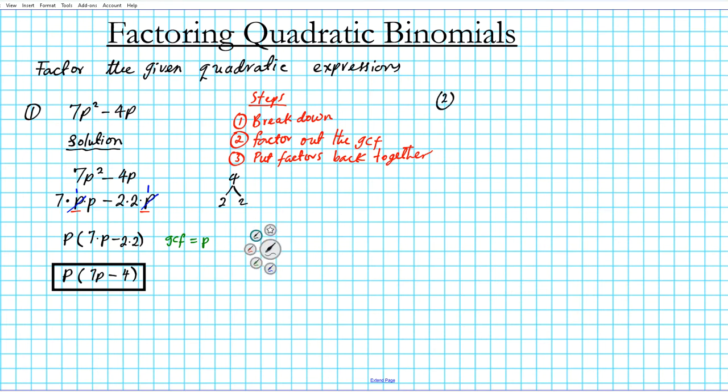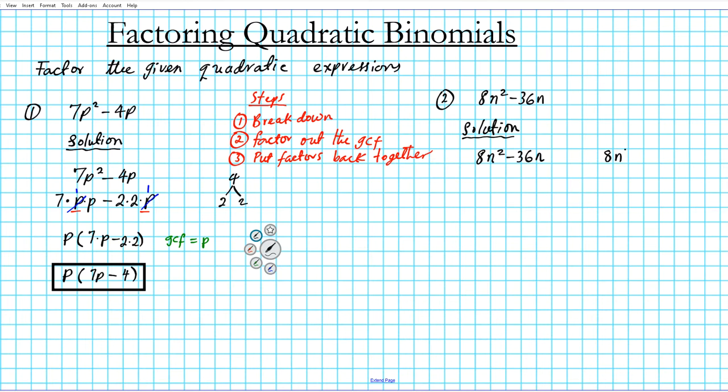Alright, let's move on to number 2. Let's say we have the binomial quadratic 8n squared minus 36n. Alright, the instructions are for us to factor completely. So we're going to follow the same steps, okay? So we're gonna start by decomposing both terms. So let's start with 8n squared.